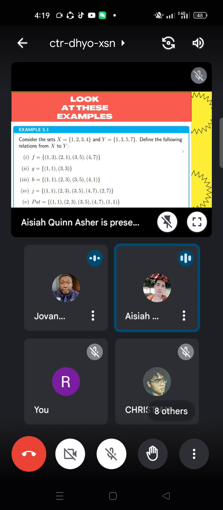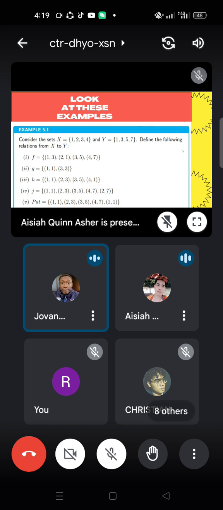Yes, sir. It is a function, sir, because the domain exists only once. Okay, but for example, write 1 to 3, 2 to 3, 3 to 3 and 4 to 3. What is your domain? Our domain, sir, is 1, 2, 3, and 4. Okay, all used up. Yes, sir.